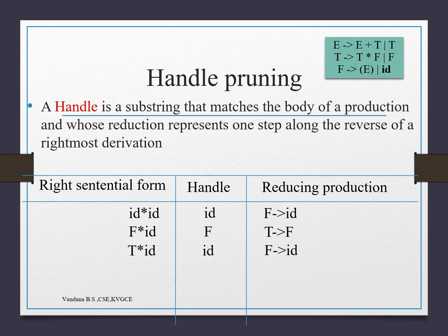The handle is reduced by F. Now what is the handle? T star F. You just go through the grammar and find whether the body of any production rule contains T star F. If so, T star F becomes the handle and is reduced with the corresponding head. What is that? T. Now T is the handle, replaced with E. Therefore, what is a handle? A handle is a substring that matches the body of a production. Clear?